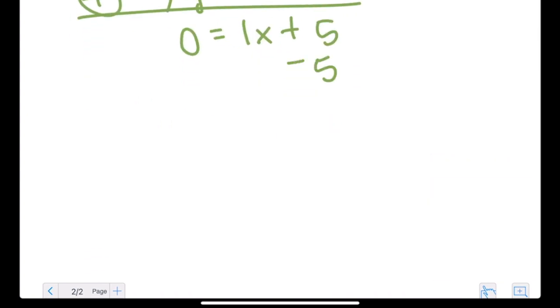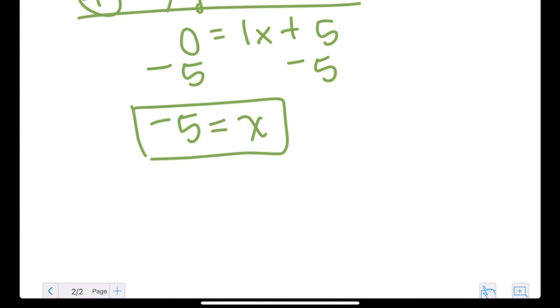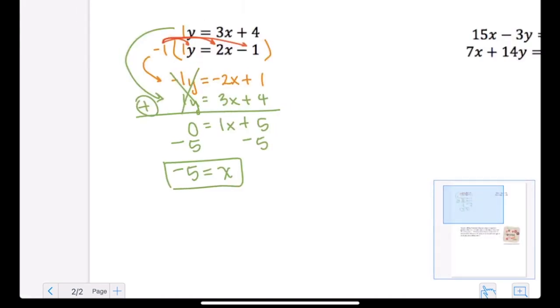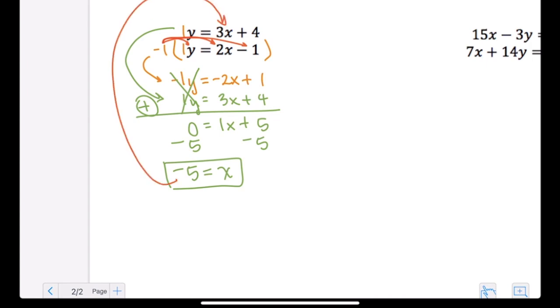Now we want to isolate our x value, so I'm going to subtract 5 from both sides, and I find that negative 5 is equal to 1x, or I can just say x. We've solved for our x value. So now we're going to plug back in to find the value of our y. So it doesn't matter which equation you plug back into. I'm just going to plug into the top one.